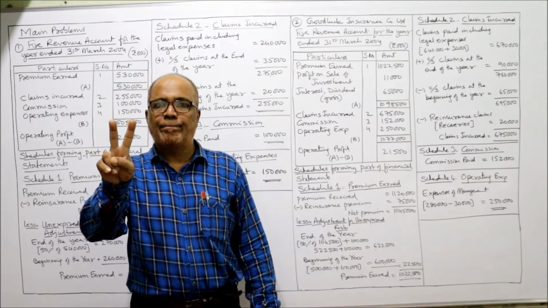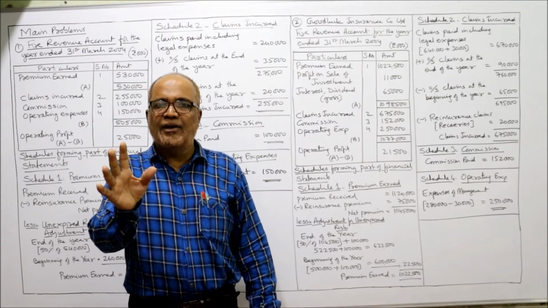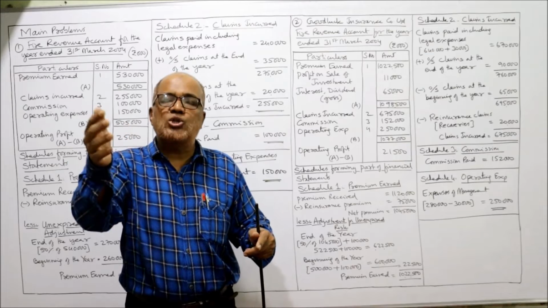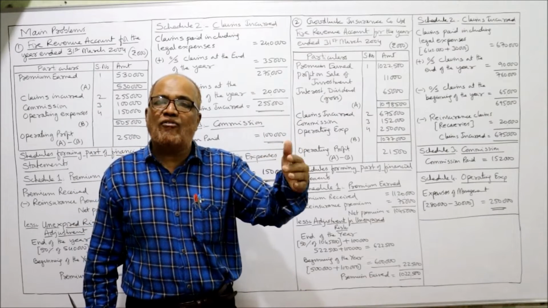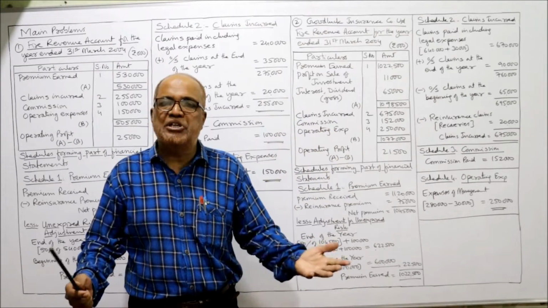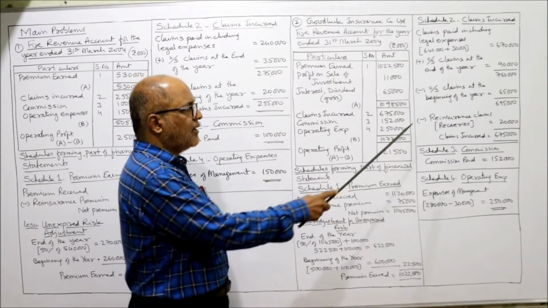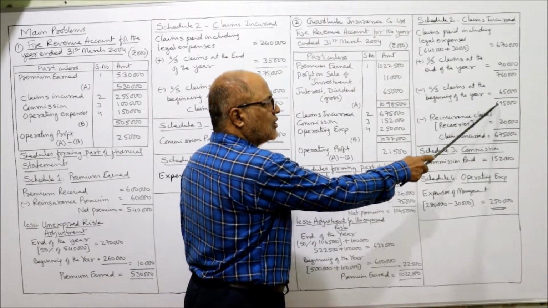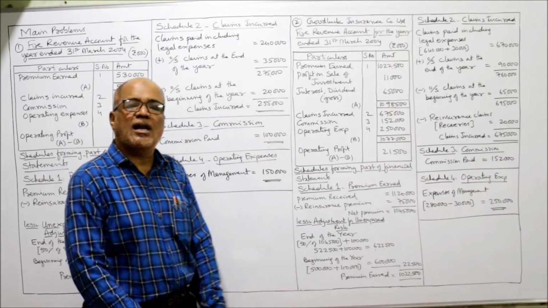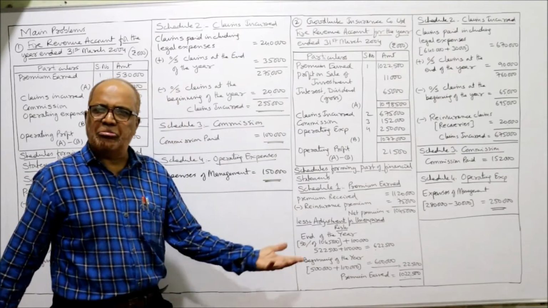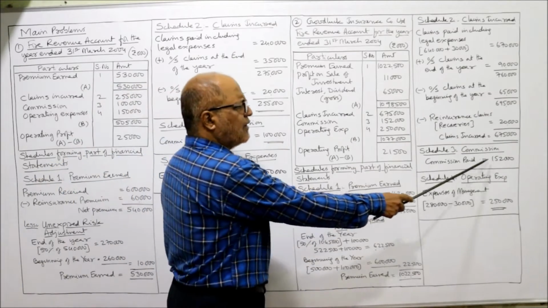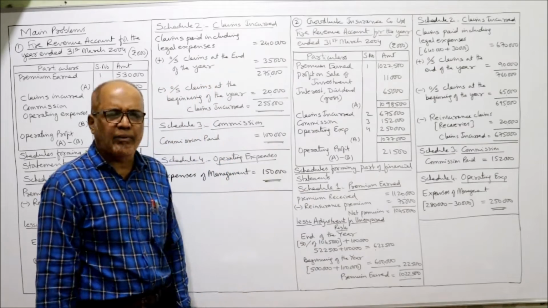Both mean the same. We can call it reinsurance recoveries or we can call it claims covered under reinsurance. Deduct it, 20,000. So 6,75,000 is the claims incurred. Second schedule done. Third schedule, commission. No adjustment, nothing. Directly commission paid 1,52,000, whatever is given in the problem.